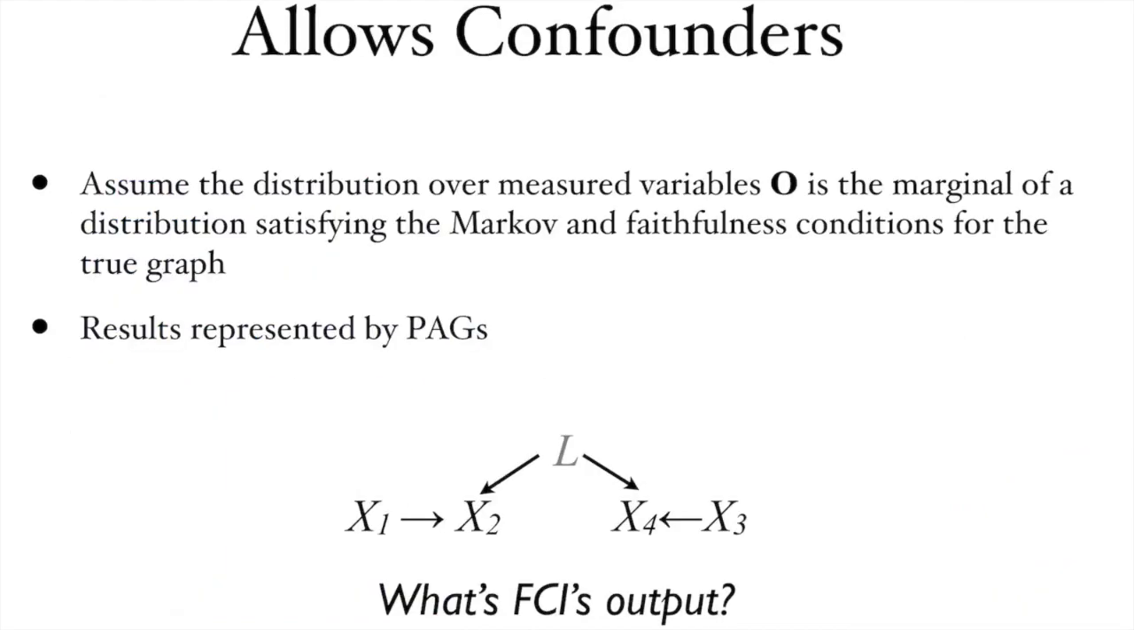By the way, if you use FCI, you can see the output is very different from that of PC. You use different ways to represent the output. You have this direct edge, and so on. Here, the circle just means that it could be a tail or an arrowhead. Could be both of them.